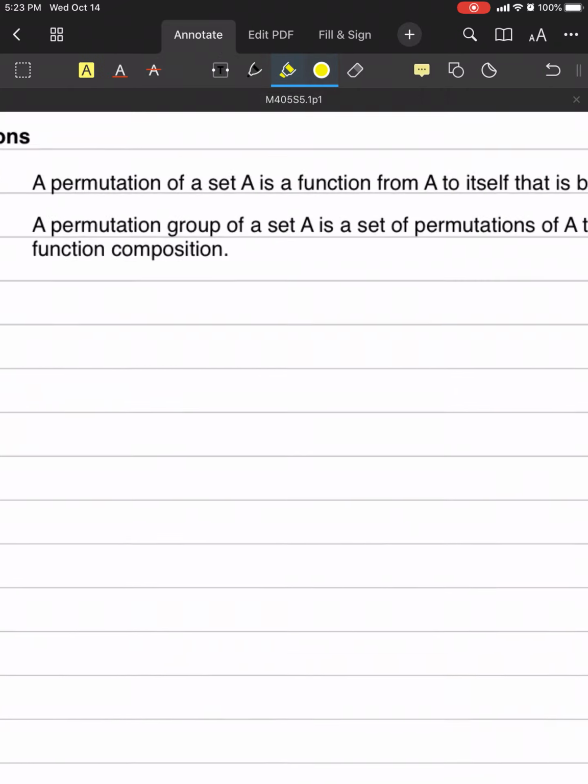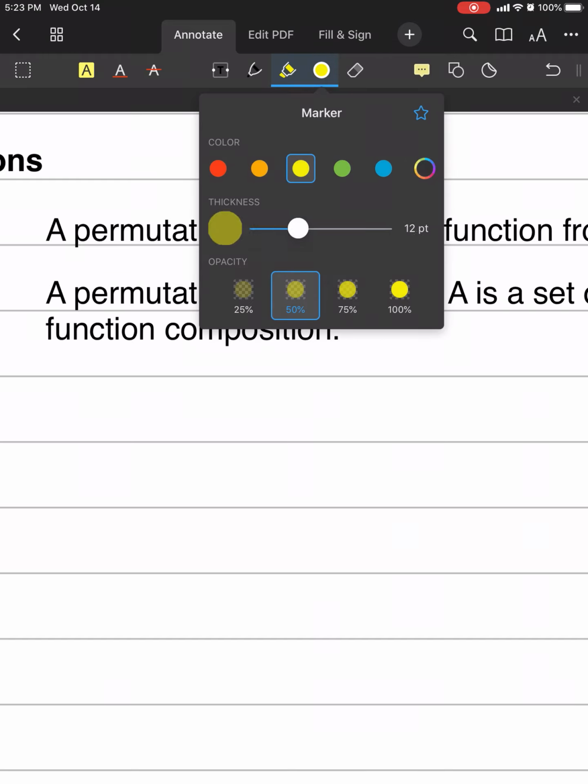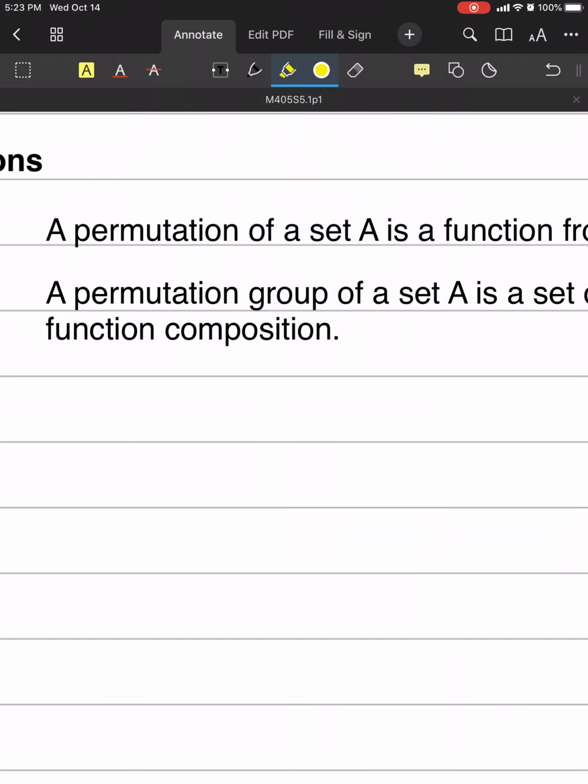A permutation of a set, oops, that is too small, hang on. I guess you can probably guess what I was doing to have it that small.